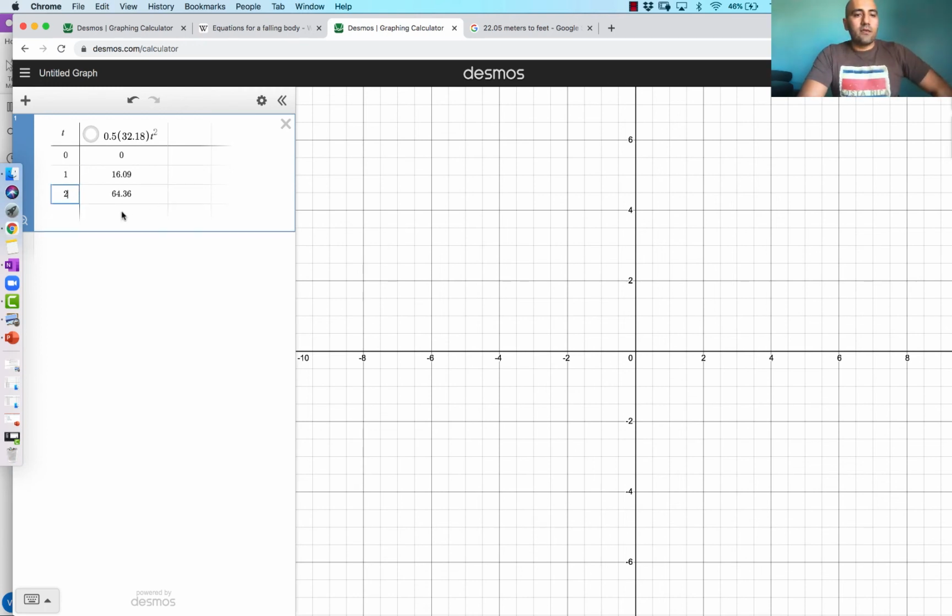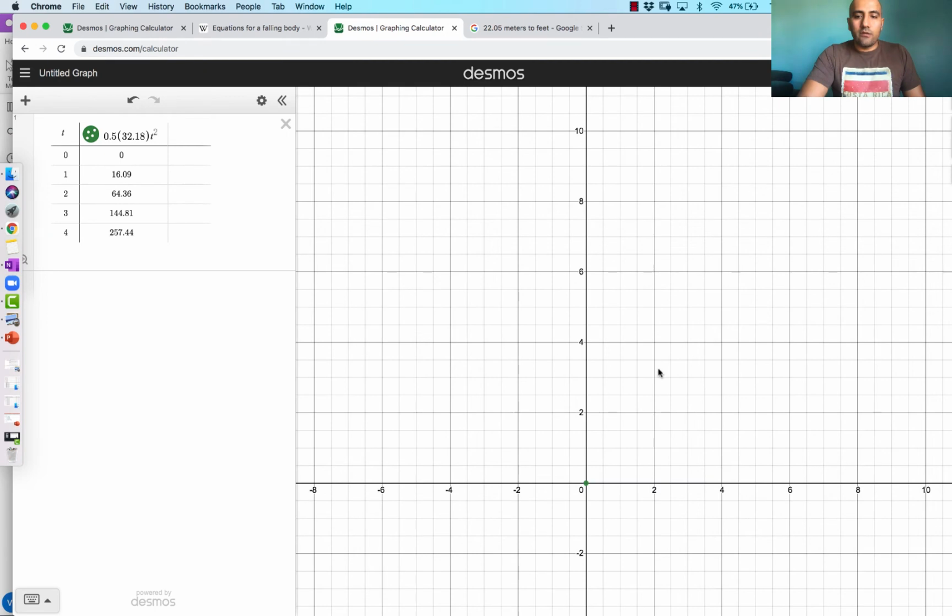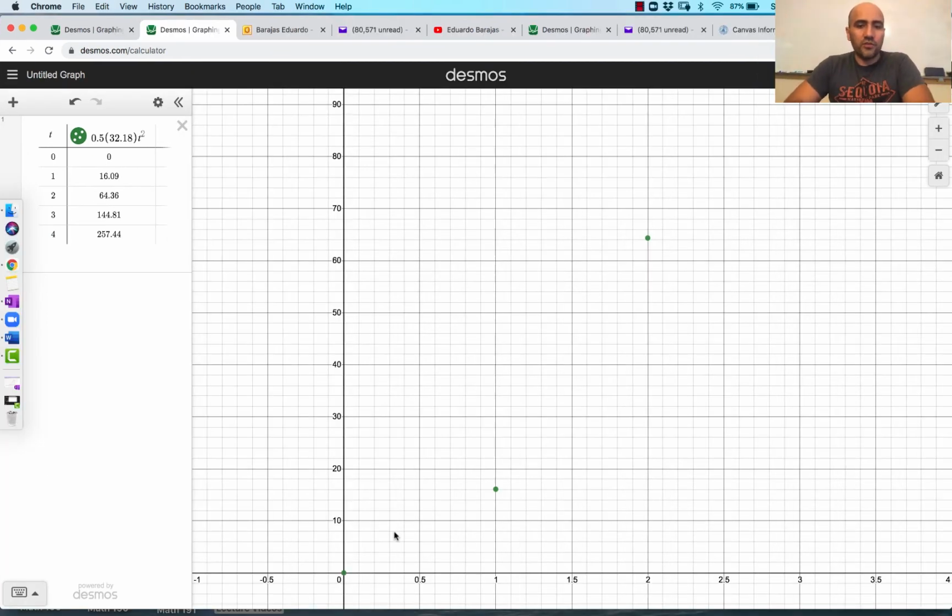Okay, after 2 seconds, it will have traveled about 64.36 feet. After 3 seconds and after 4 seconds, okay, so we can start to see the total. Remember, these are the total distance traveled in feet. After 4 seconds of being dropped, the object will have traveled approximately 257.44 feet. We can graph all of these points, and they would look like this. Okay, so these ordered pairs indicate that at time 0, the object would have traveled 0 distance, 0 feet, and then 1 second later, the object would have traveled 16.09 feet, and then 2 seconds later, it will have traveled 64 feet, and so on and so forth.